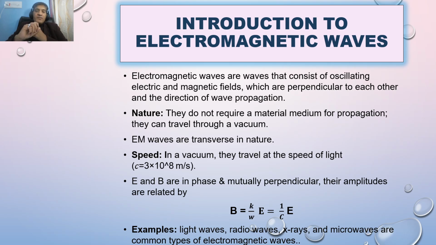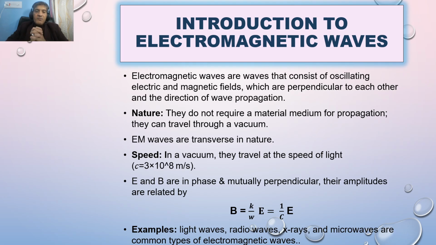These three parameters: the direction of propagation, the direction of the electric field, and the direction of the magnetic field. These three are perpendicular to each other. This is the basic condition for the wave to have the electromagnetic property in its propagation. The second thing is the nature.